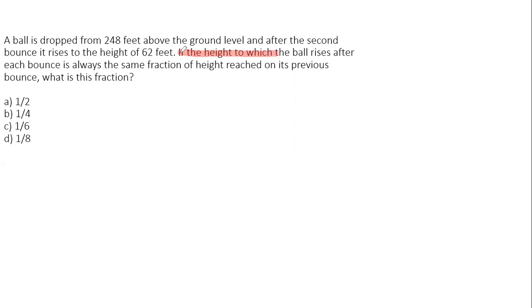If the height to which the ball rises after each bounce is always the same fraction of the height reached on its previous bounce. So this information tells me that the next bounce will always be in a constant ratio of the previous bounce. So the bounces are actually in a constant ratio. That's why I know it's in GP. They are simply asking me what is that fraction. So basically, what is that ratio they're asking. Okay, so let's try to decode this word problem.